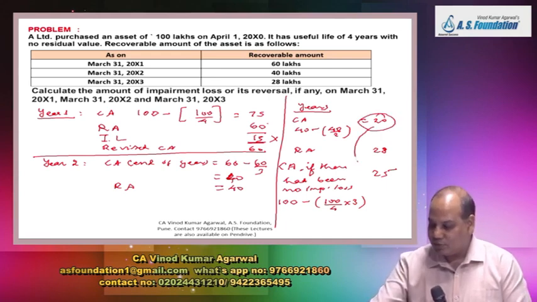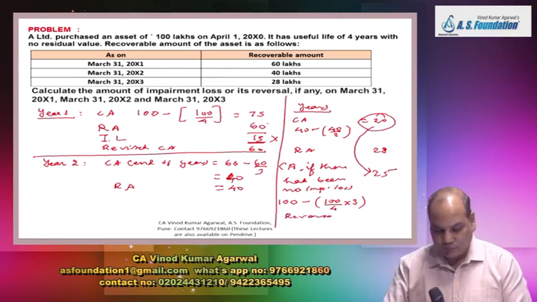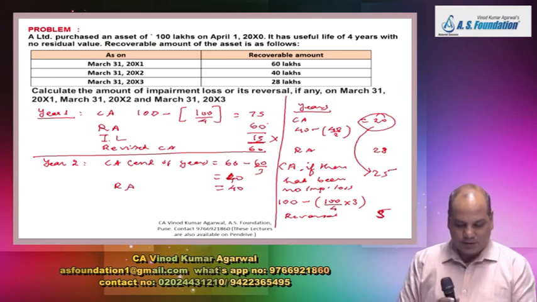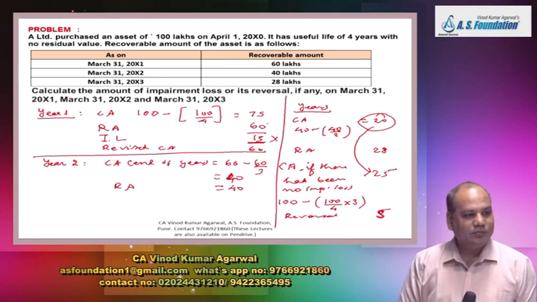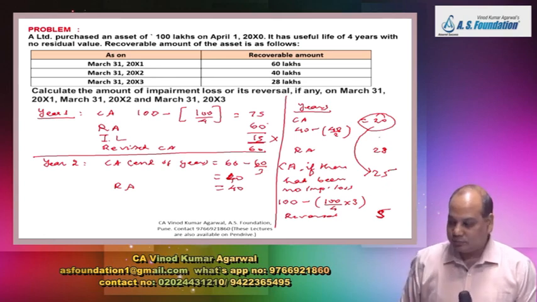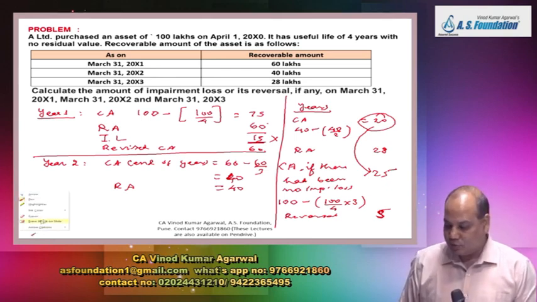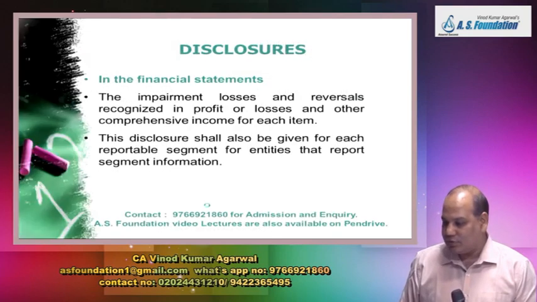So from 20, we'll move to lower of the two, 28 or 25. So reversal. How much is reversal? 5 or 8? 5. Okay. So now the answer is there. You can read it later. This way you have to be careful, otherwise you will write 8.